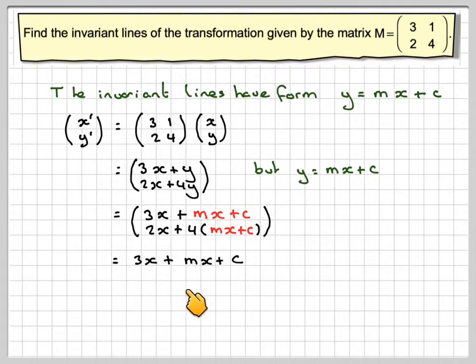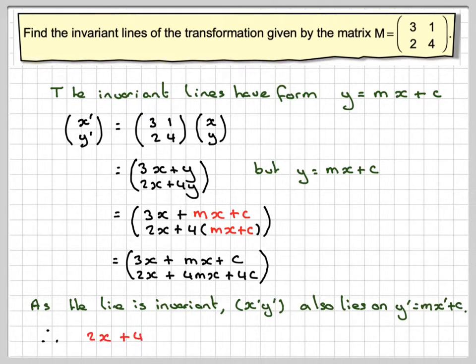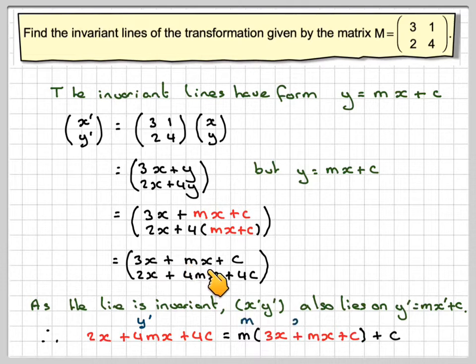Simplifying, we just get 3x plus mx plus c for the x dash value, and we get 2x plus 4, multiplying the bracket out, 4mx plus 4c. Now this point must be on the line y dash equals mx dash plus c. So my y coordinate, 2x plus 4mx plus 4c, must be equal to m times my x coordinate, which is 3x plus mx plus c, and then we also have to add c to that.